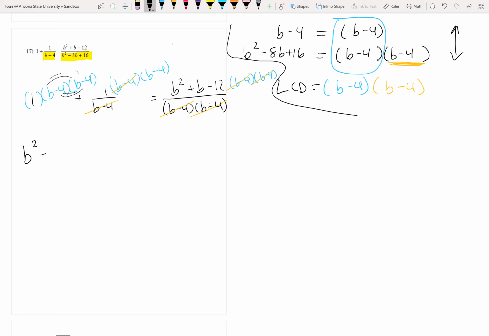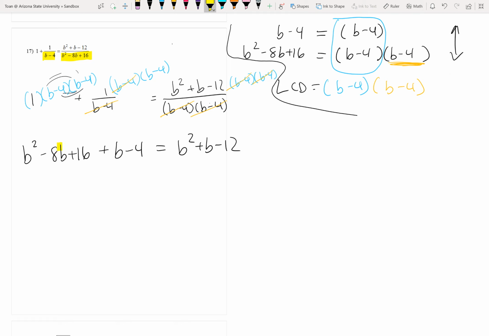That's going to give me b squared minus 8b plus 16. In the middle, we just have a plus b minus 4. And then on the right-hand side, since the denominators cancel out, we have b squared plus b minus 12. Notice it gives us a regular equation that we can go ahead and solve. I'm going to clean this up a bit. I'm going to combine like terms on the left-hand side.